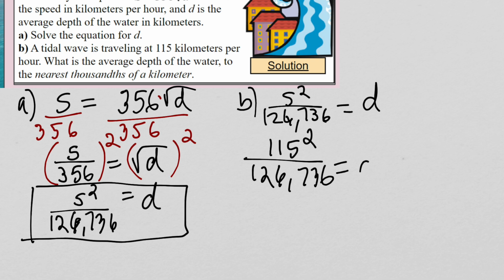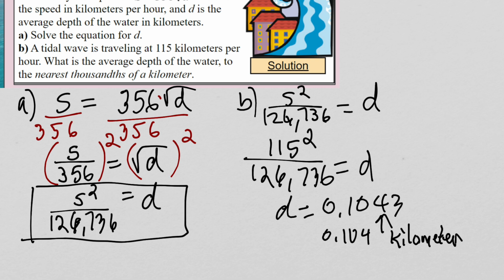All right, pause the video, do that in the calculator, and tell me what you get for the depth. Okay, so when I divide, squaring 115 squared divided by that big number, I am getting 0.1043. It keeps going on. It says to the thousandths place. So tenths, hundredths, thousandths. I look at the 4. Next to it's just 3, so I'm not going to round up. I'm going to keep this answer. So this is the depth of the water.